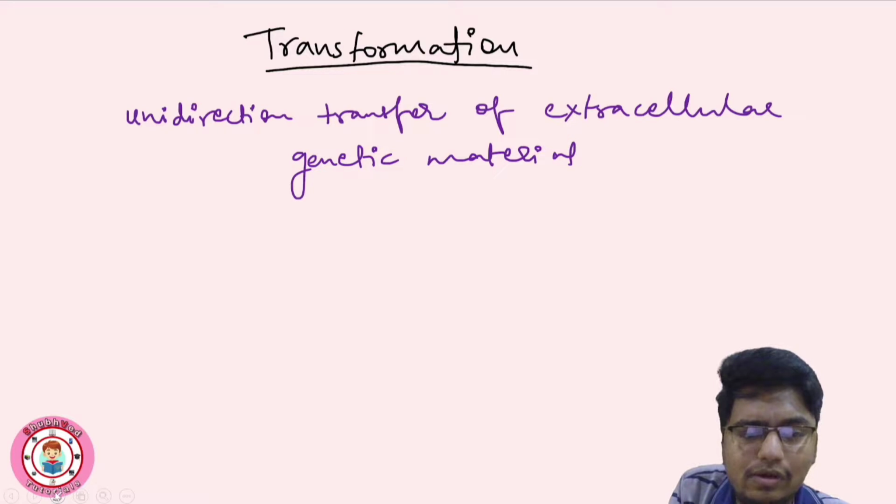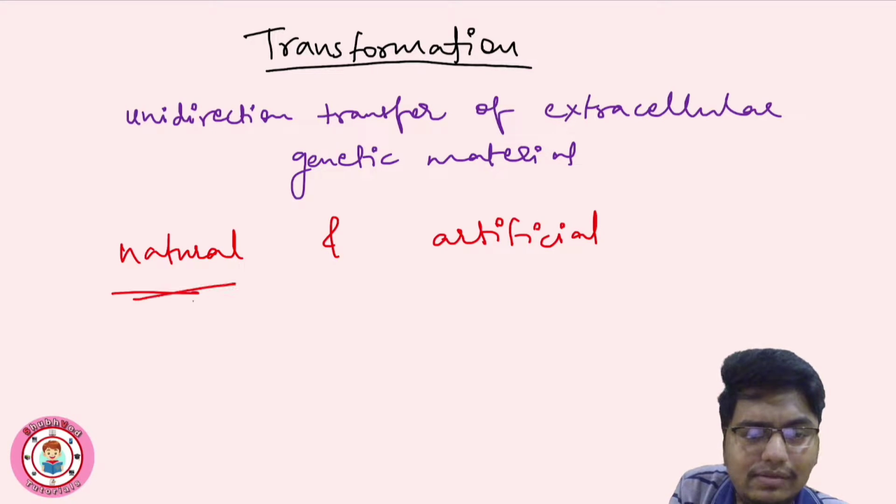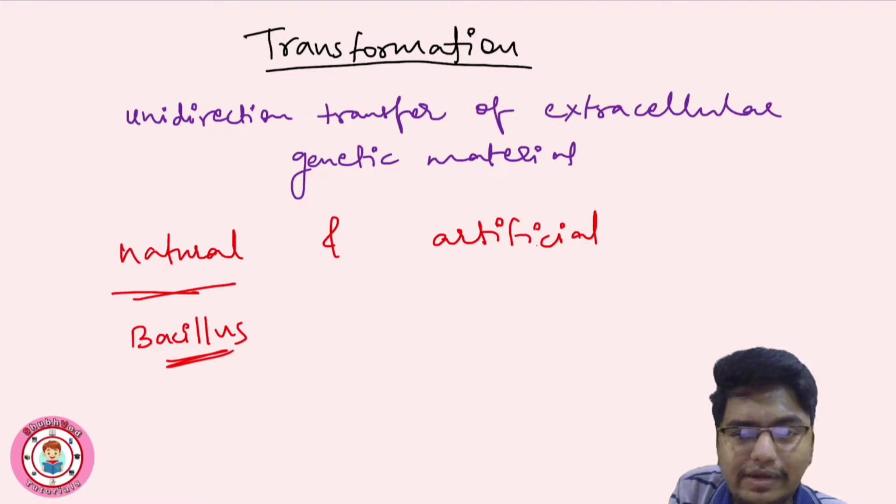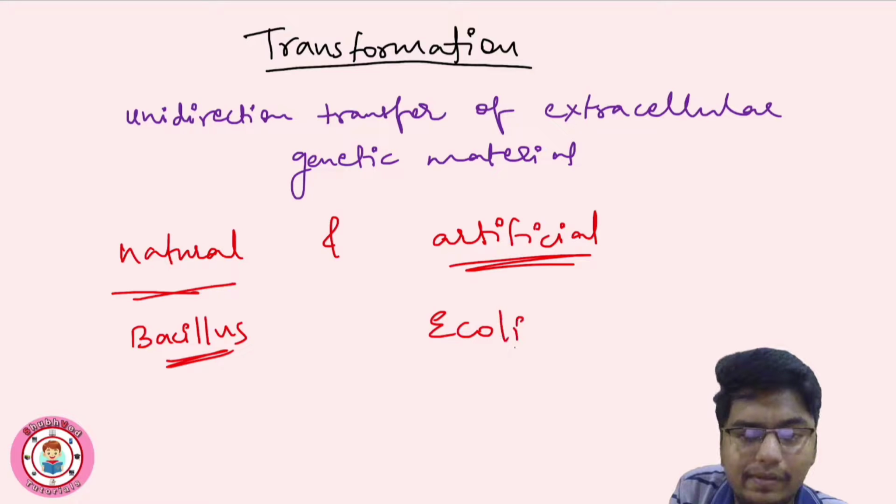Transformation occurs in two types: natural and artificial. In natural transformation, a good example is Bacillus, the Bacillus species of bacteria. And in artificial transformation, a good example is E. coli.